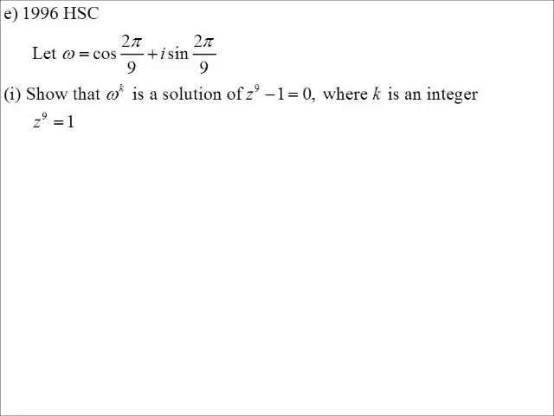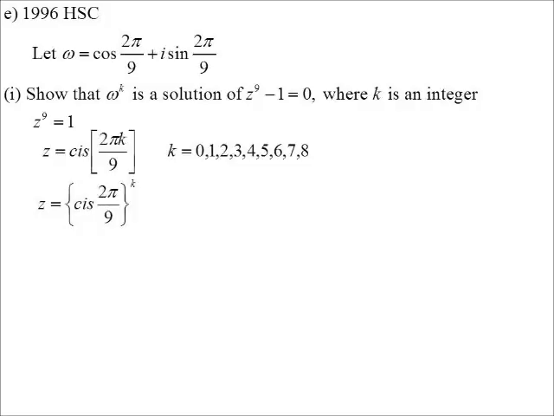I know if I was to solve this, I'd go cis 2 pi k on 9, where k equals 0, 1, 2, 3, 4, 5, 6, 7. I'd stop at 8, but it could be any number. It just had to be 9 consecutive numbers. I'm going to rewrite that. It's de Moivre's theorem in reverse, I guess, if you like.